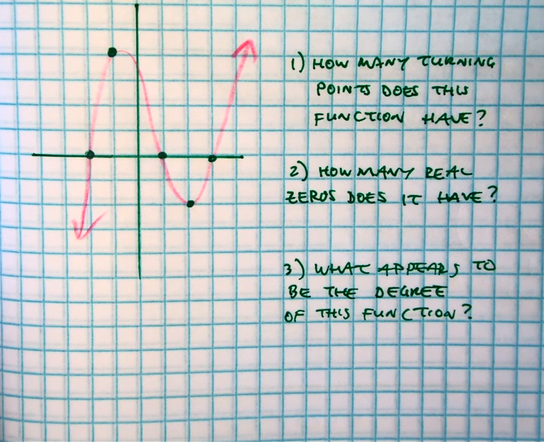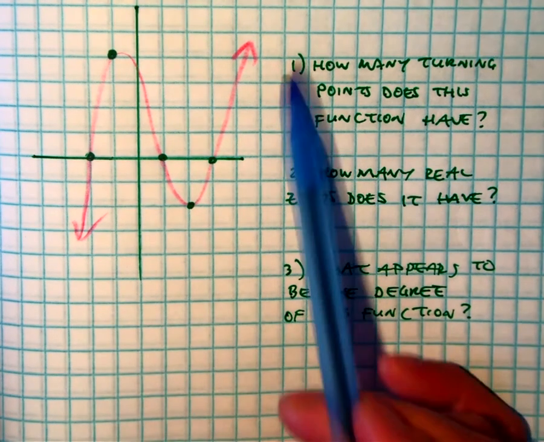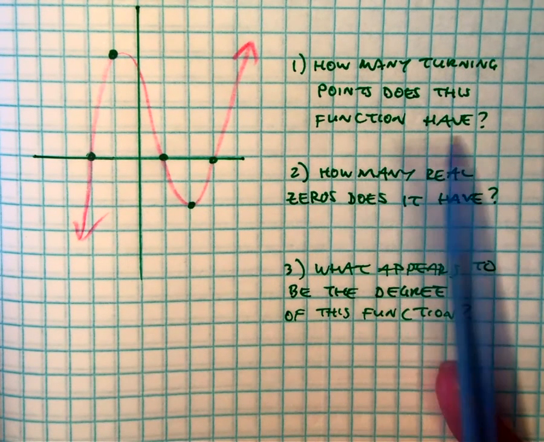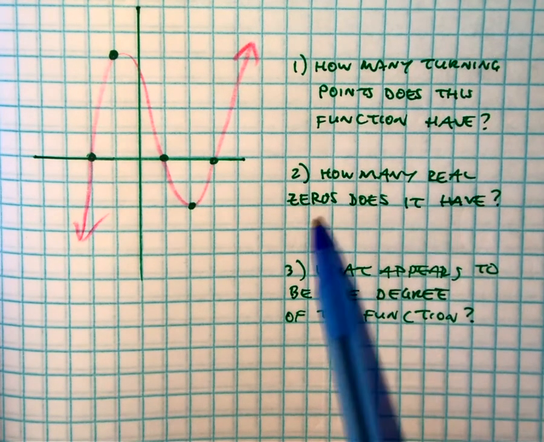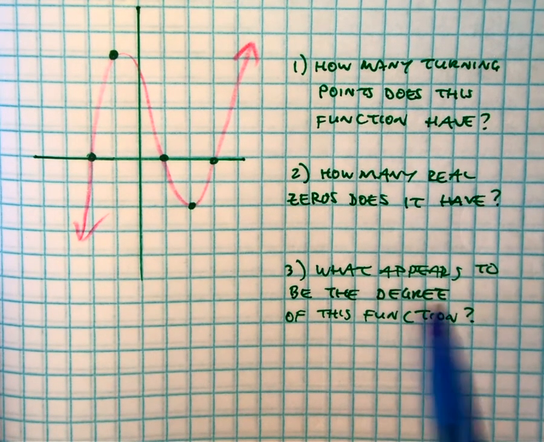Alright, so we have a graph here. It asks us 3 questions about the graph. How many turning points does this function have? How many real zeros does it have? And what appears to be the degree of this function?